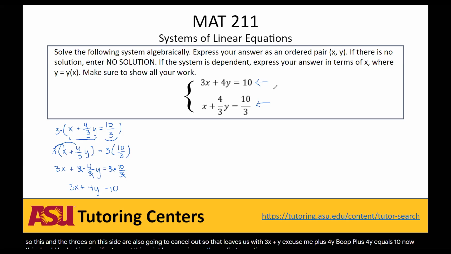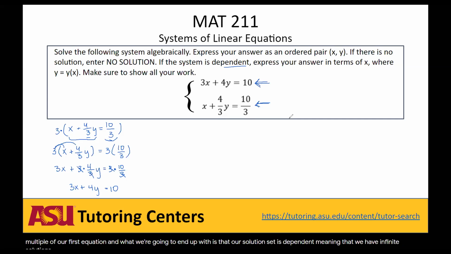Now this should be looking familiar to us at this point because it's exactly our first equation. So what that means is that our second equation is a multiple of our first equation. And what we're going to end up with is that our solution set is dependent, meaning that we have infinite solutions. So let's see why this is true.